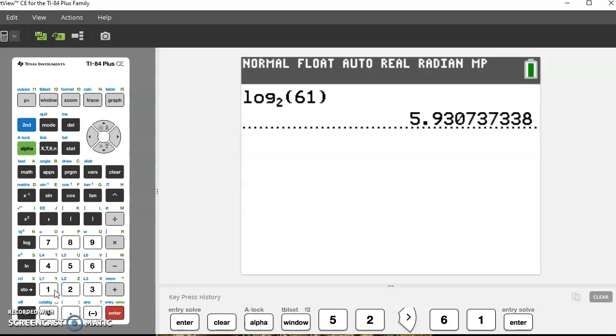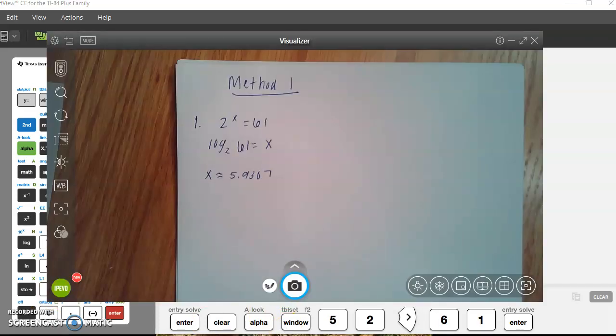So we're going to say x is approximately 5.9307. Okay. So you need to make sure that you're rounding your decimal to the nearest 10,000ths place, which is 4 decimal places. So you always round it to 4.